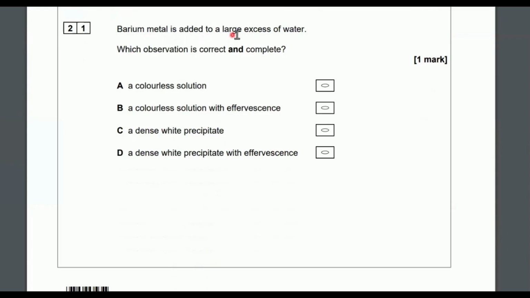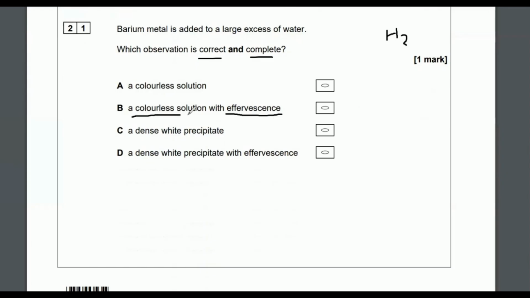21. Barium metal is added to a large excess of water. Which observation is correct and complete? So if you're going to add a reasonably reactive metal to a large excess of water, we're going to definitely get effervescence. That, of course, is the hydrogen gas. If you're using alkaline earth metals or alkali metals, you're going to get hydrogen gas released, and you're going to get a hydroxide formed. So we're going to get barium hydroxide and hydrogen gas.